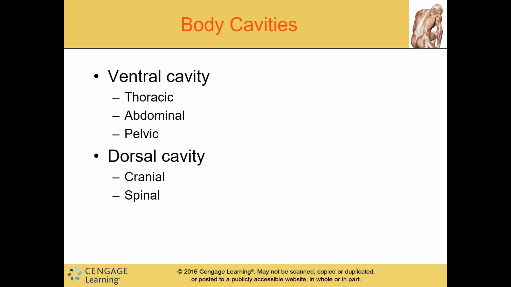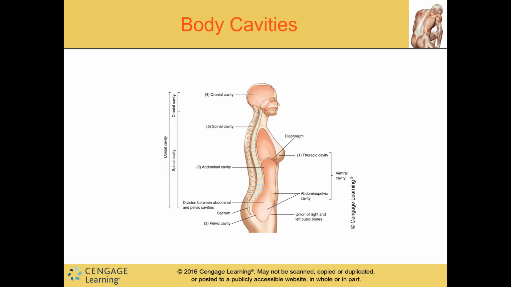Within those cavities, though, in our ventral cavity, we have our thoracic, our abdominal, and our pelvic. Sometimes you'll hear the abdominopelvic region. That just puts them together because technically they're not separated by anything. And then in our dorsal, we essentially have our central nervous system. So that includes our cranial and our spine. Body cavities, again, here is an example of it.